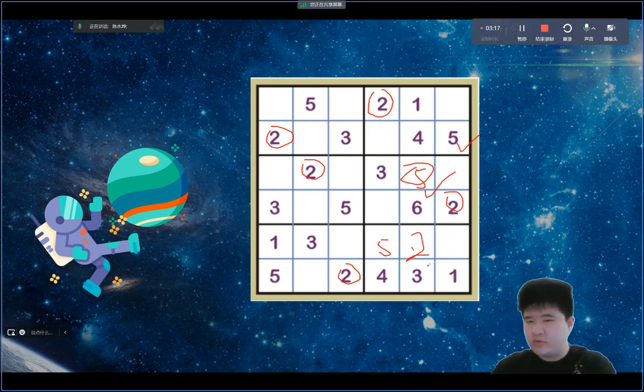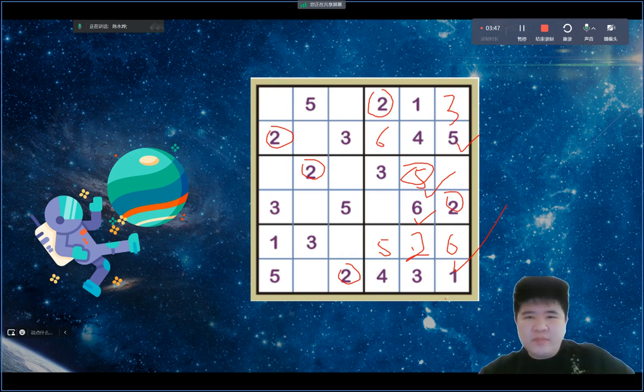And then we can also find out that this place here can only be a 6. So this is 6. In the first block and in the fourth row, in the fourth column, there will be a 6 here. So this is 6 as well. And we can also find out this is 3. In this way, we have already completed most of the numbers in the 6th column.